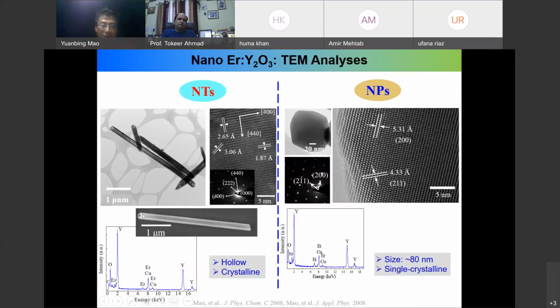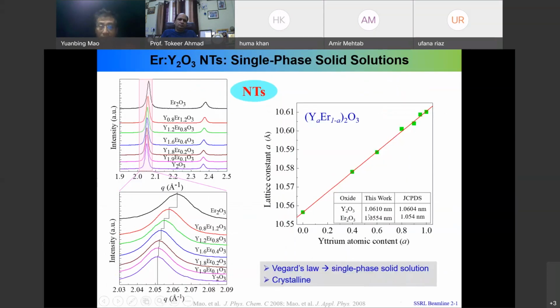From this image, you can see those tubes actually have a very clean end. It's a very smooth surface as well. And then in this one, you can see the lattice clearly, right? The nanoparticles. So this is what I'm talking about. We can control the doping level very well, right?